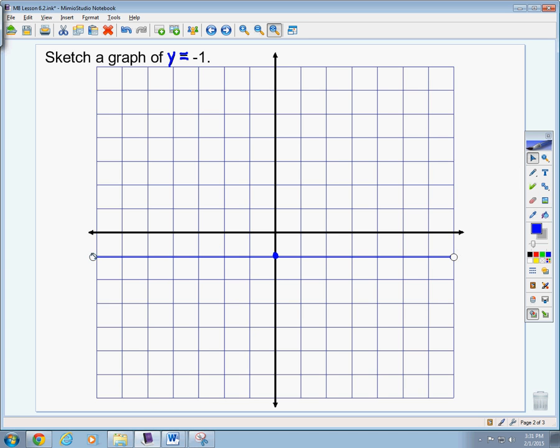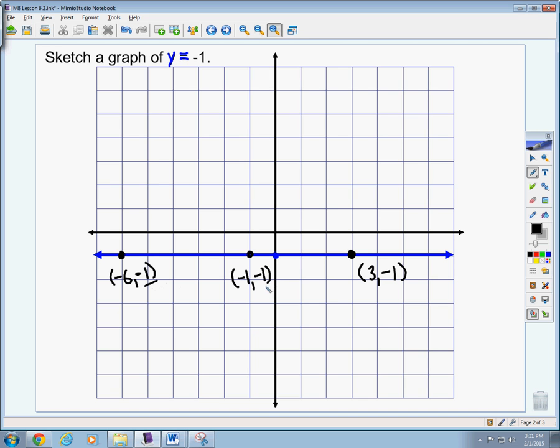Okay, but if we can remember what this means, pick some points on the line. This point right here. Notice it's the point 1, 2, 3, -1. Maybe this point over here. 1, 2, 3, 4, 5, 6. So that's going to be -6, -1. Okay. Right here. -1, -1. Notice in all of these, our y value, our y coordinate is -1. And that's what we want here when we say y equals -1. We want all the y's to be -1. It creates a horizontal line.